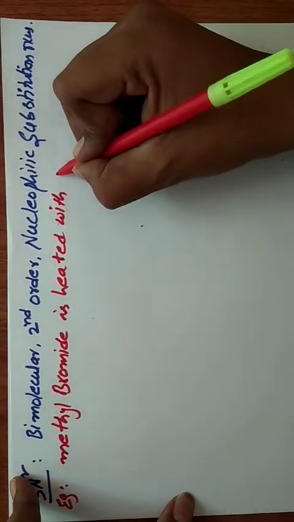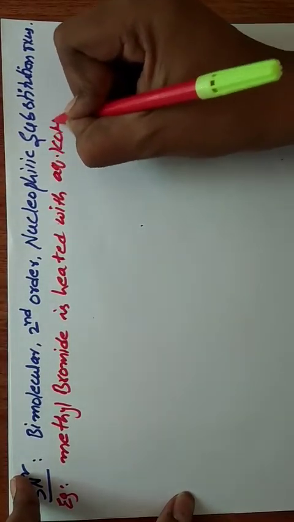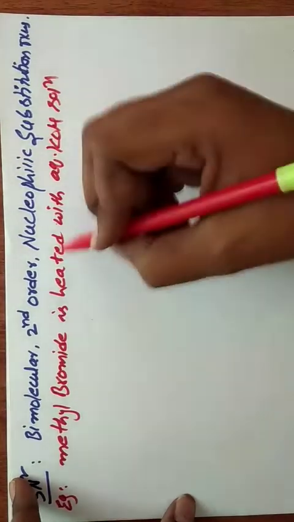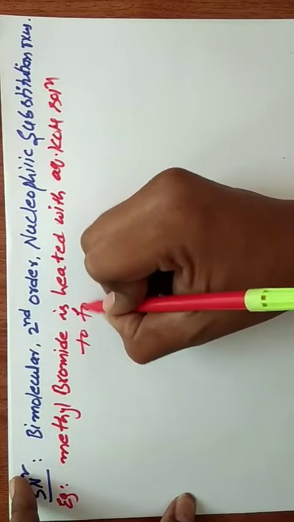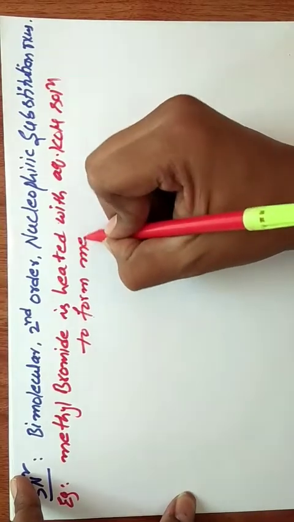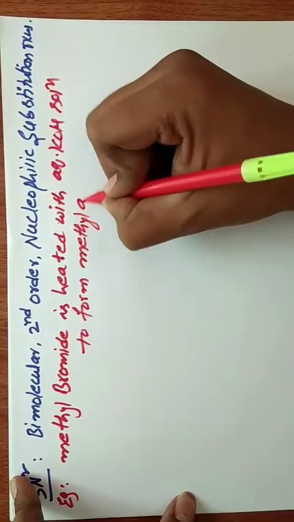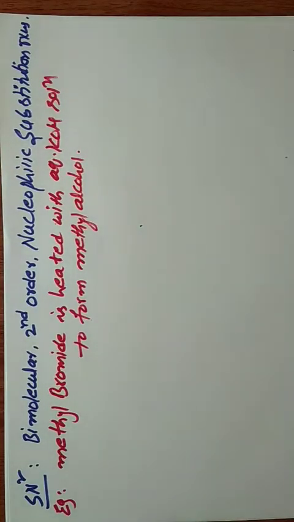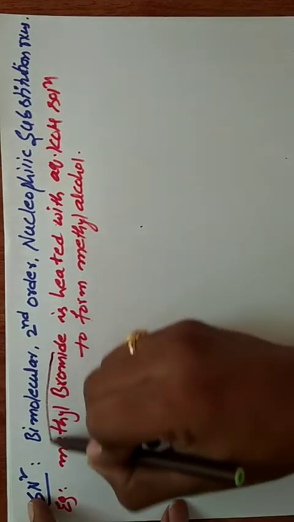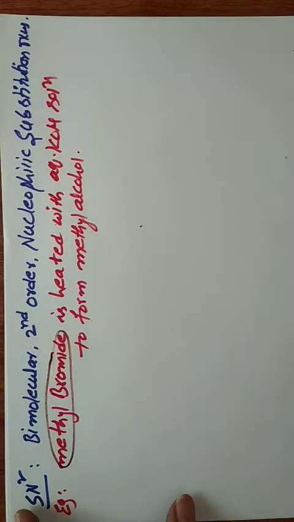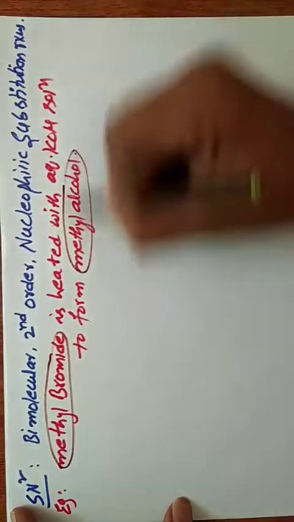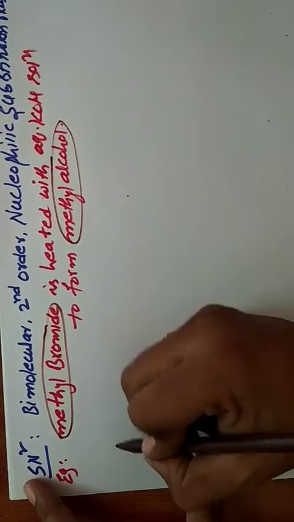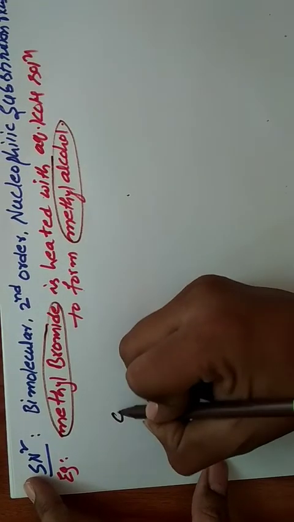This is the statement. So what is the compound here? Methyl bromide. Finally we get methyl alcohol. Okay, methyl bromide. What is the structure of methyl bromide? This one is the structure. Methyl bromide means a primary alkyl halide. It is heated with, what is the reagent? Aqueous KOH, heating condition. What is the final product?